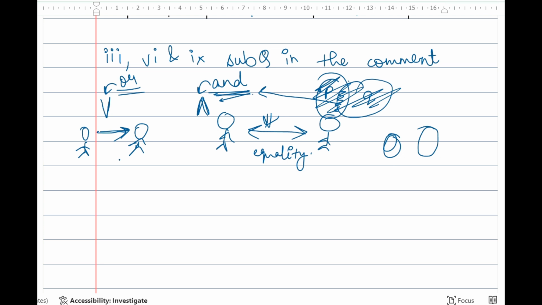This is basically all that you're going to have to deal with, and this is negation. You know how it works. If it's T it becomes F, if it's F it becomes T.